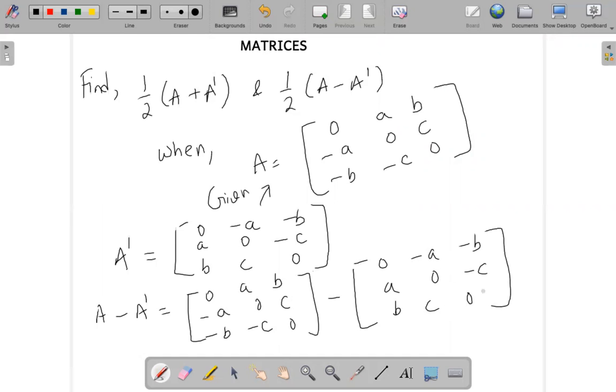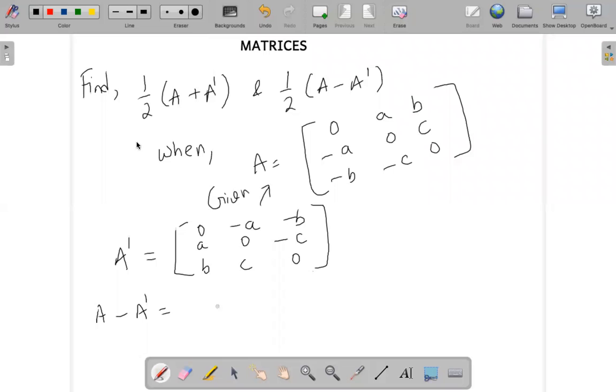So this will be first is 0. Now a and minus of minus, that becomes plus, so that is 2a. And then afterwards this will be 2b. And again minus 2a, then 0, 2c, and then minus 2b, minus 2c, and then 0.